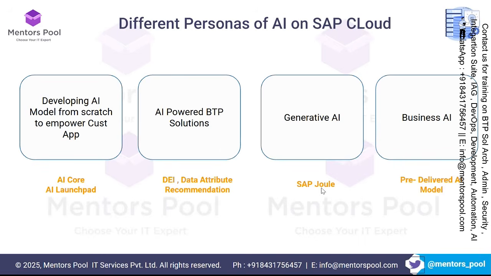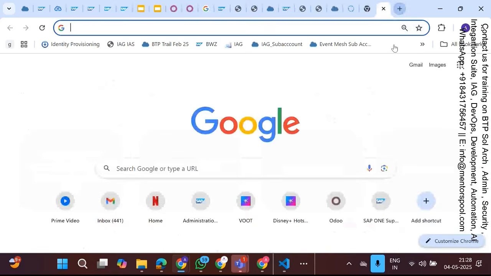SAP Joule. You can subscribe to Joule on BTP and integrate it with SuccessFactors, Fieldglass, Ariba, Concur, all of the systems, all BTP apps. Now a person in SuccessFactors can ask Joule how many leaves they have, and Joule will tell. A business person working in SAP Analytics Cloud can ask what revenue we have got from this product this year, and Joule will tell you, because you have integrated SAP Analytics Cloud with Joule, which is running on BTP, or business AI.